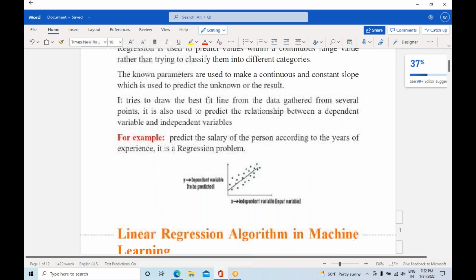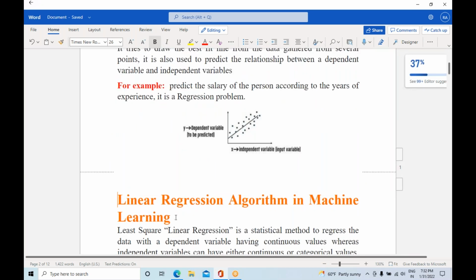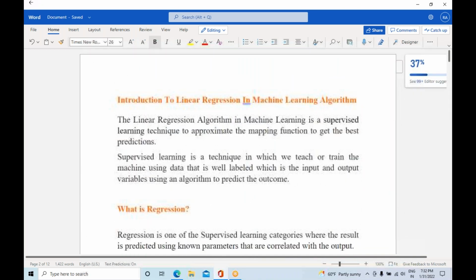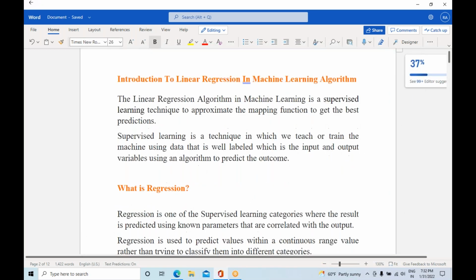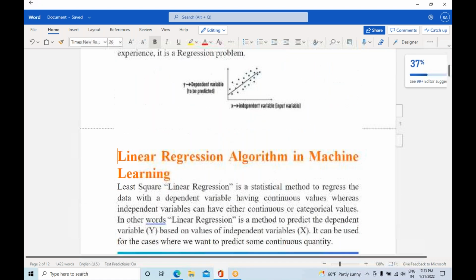Yeah. So now we'll talk about linear regression in a machine learning algorithm. Previously we saw what exactly supervised learning is, what exactly regression is, and that's what we saw, right? Now we will see the linear regression algorithm in machine learning.